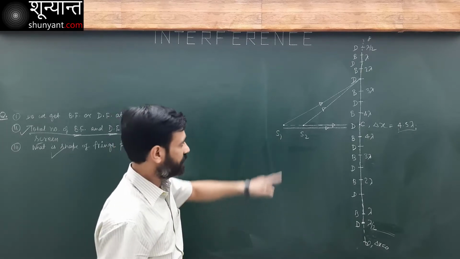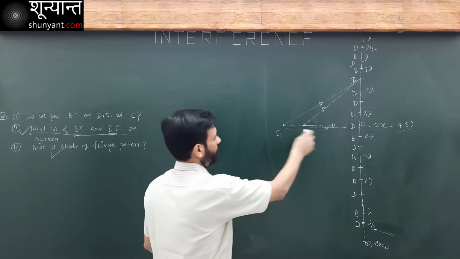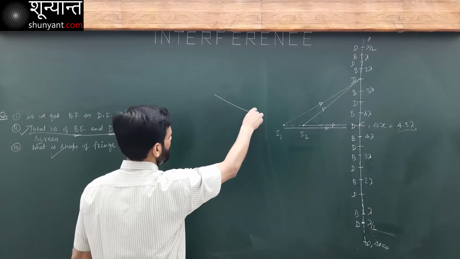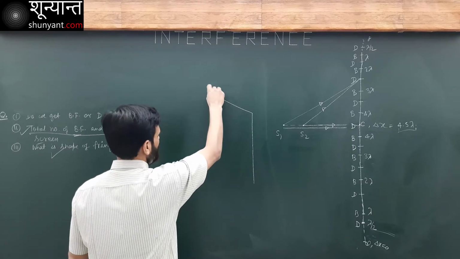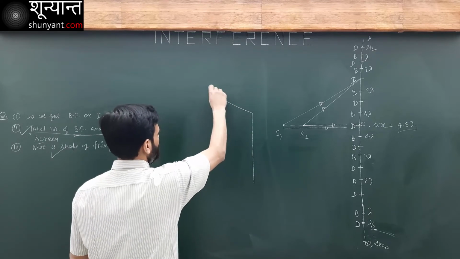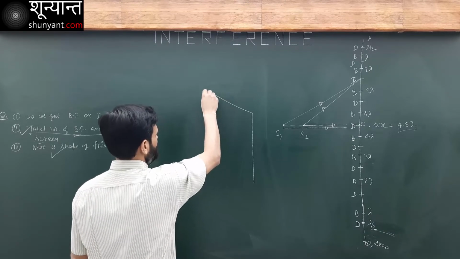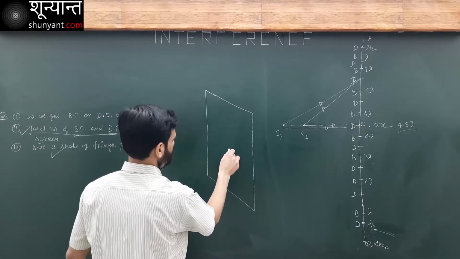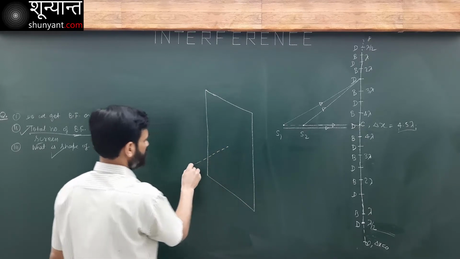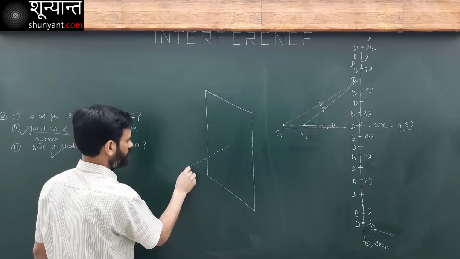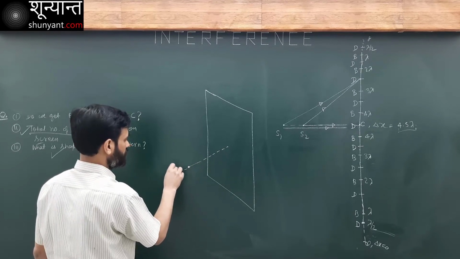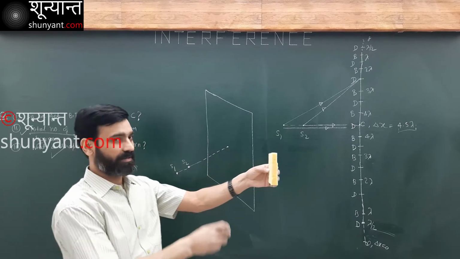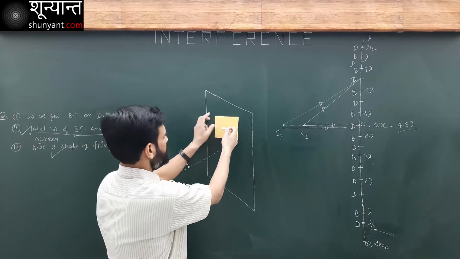These two sources are perpendicular, normal to this screen here. It is already specified. So my screen is something like this. This is the screen. Now, the two sources are somewhere here. One source is here, and this is the other source. This is S1 and this is S2. I have this screen, and both sources are normal to it.